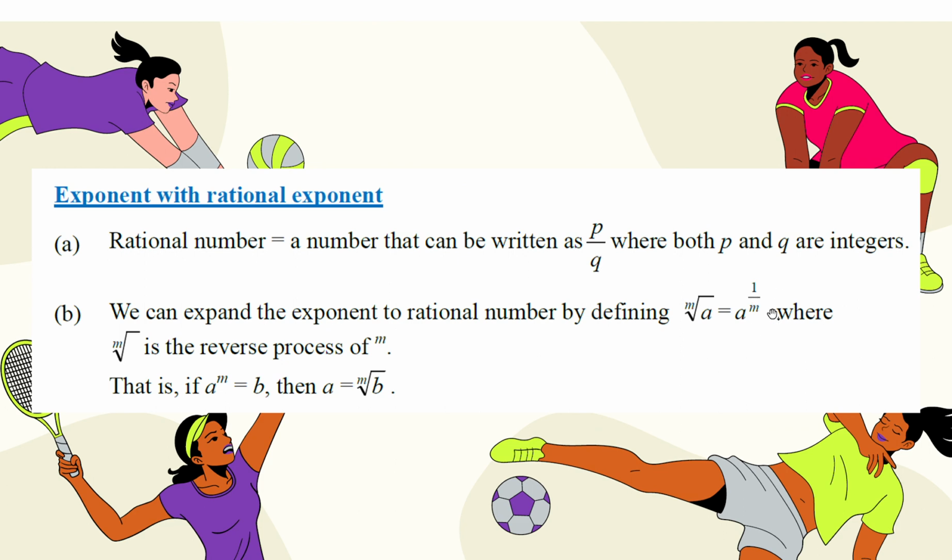A to the power 1 over m, you said that is the mth root. I remember square root is 1 over 2, cubic root is 1 over 3. Okay, I got it. So it is the concept. So the mth root is the reverse process of exponent m. So if a to the power m is b, then a is equal to the mth root of b. Okay, so we include it.